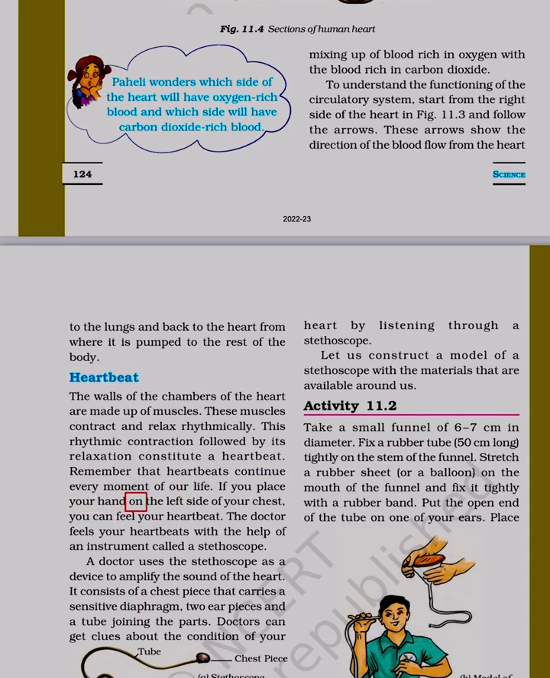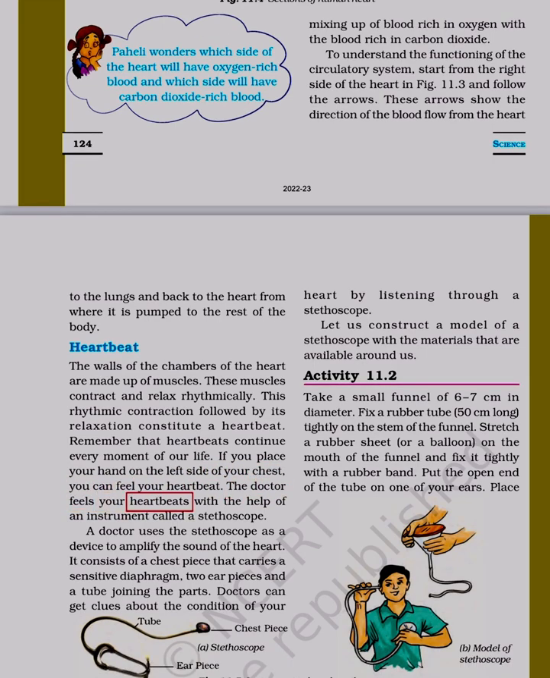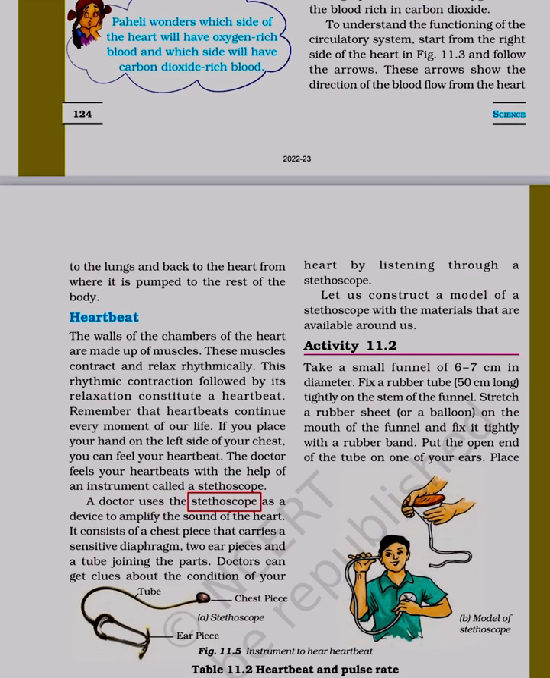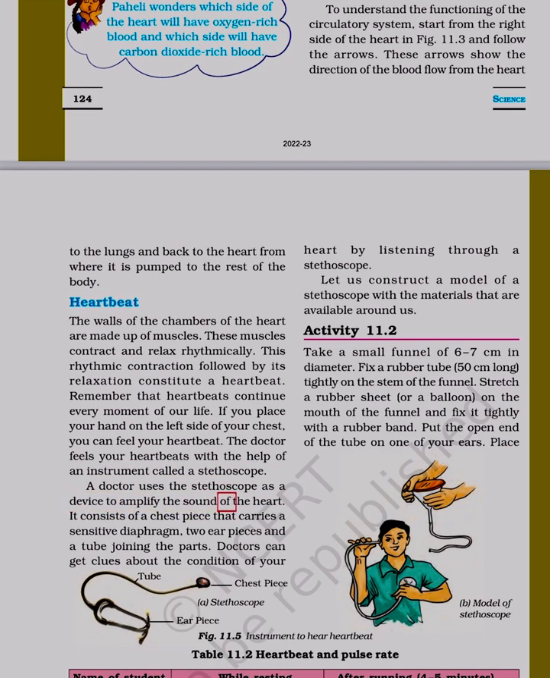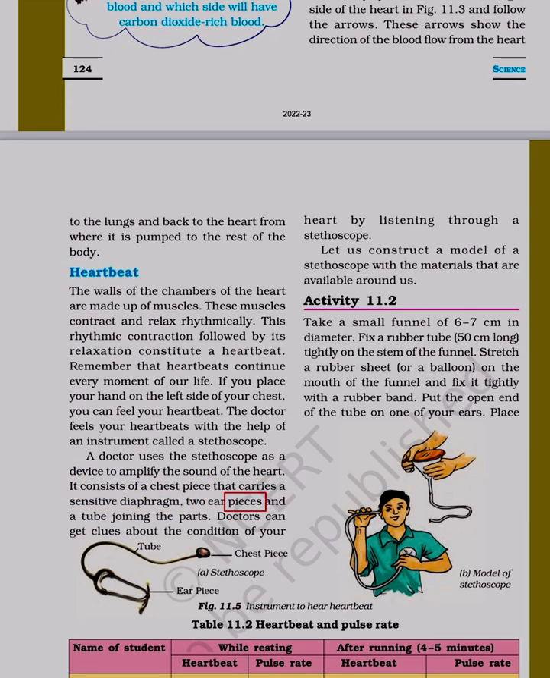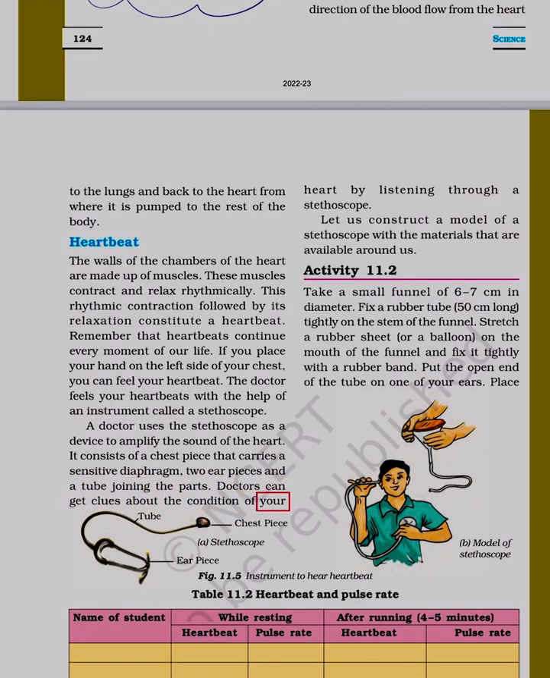If you place your hand on the left side of your chest, you can feel your heartbeat. The doctor feels your heartbeats with the help of an instrument called a stethoscope. A doctor uses the stethoscope as a device to amplify the sound of the heart. It consists of a chest piece that carries a sensitive diaphragm, 2 earpieces and a tube joining the parts. Doctors can get clues about the condition of your heart by listening through a stethoscope.